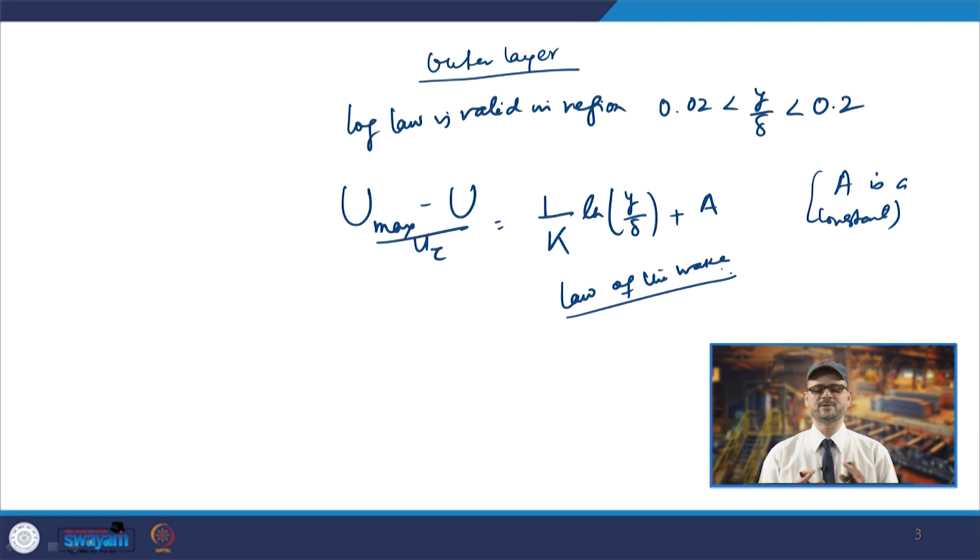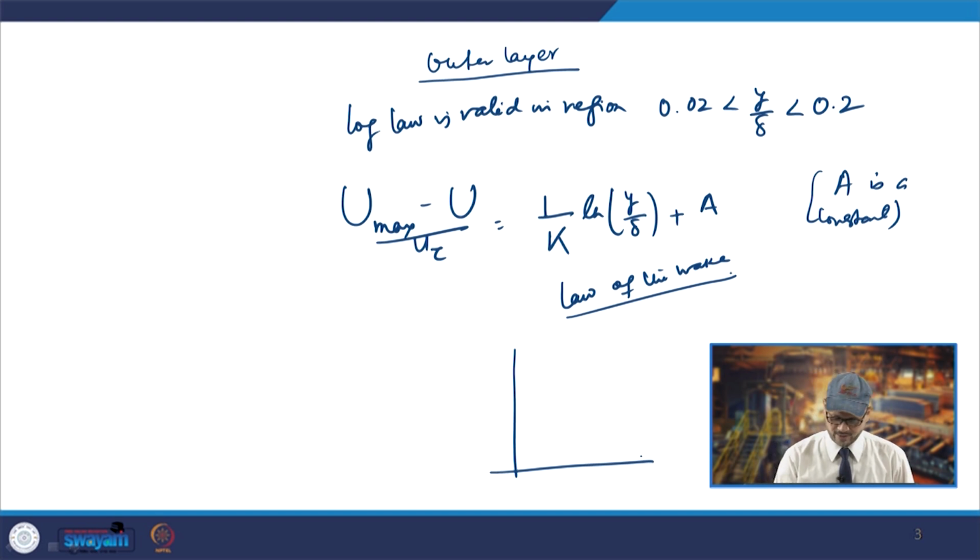There have been close findings by researchers, especially Schlichting, who has done a large amount of work in this area and has a standard book on boundary layer theory, which we also refer to. They found that if you plot the velocity profile with u plus against log of y plus, you will have a linear profile and then your profile goes like this.